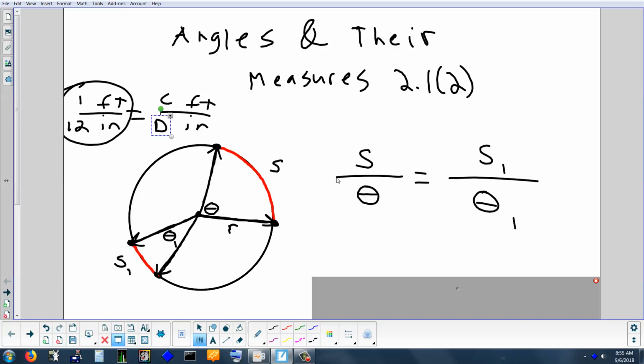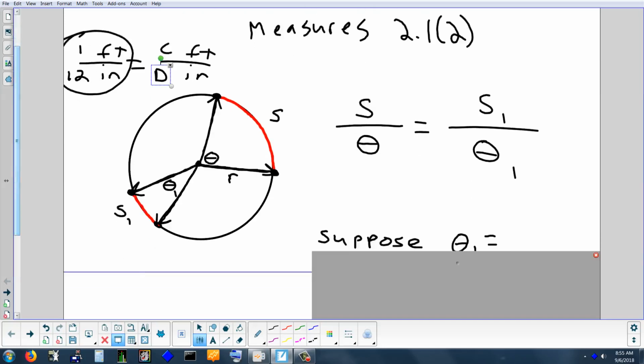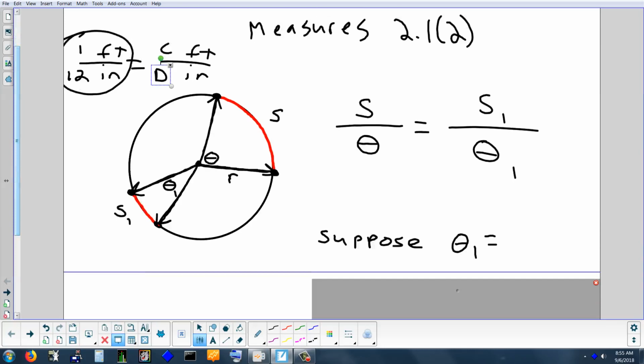And there's something we can fill in here that we learned yesterday. So we're going to suppose that theta 1 is a certain size. Does anybody remember yesterday what we said about the size of the arc and the size of the radius? They would be the same if this angle was a certain size. Anybody remember what size that angle had to be? If we make this angle something, then the radius and the arc are exactly the same length.